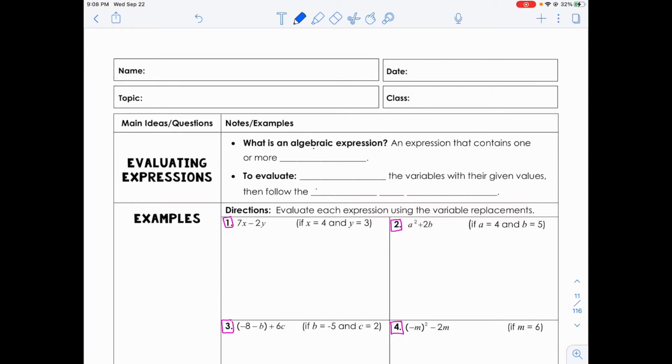Okay, so today we're going to talk about evaluating algebraic expressions. This should be the next section in your notes. It's on a blue sheet of paper. What is an algebraic expression? It is an expression that contains one or more variables.